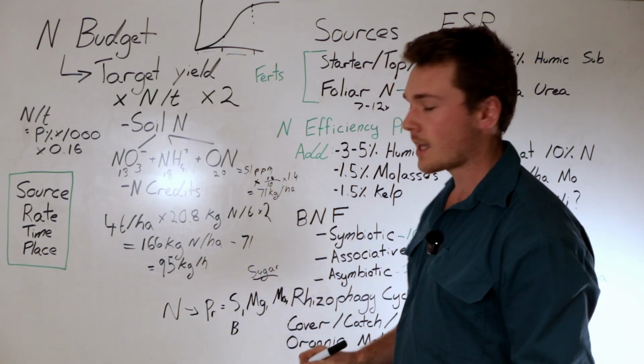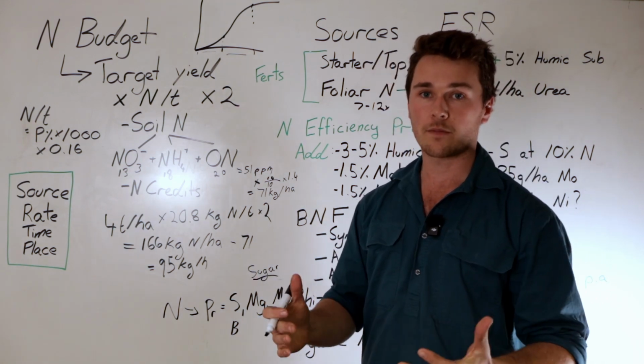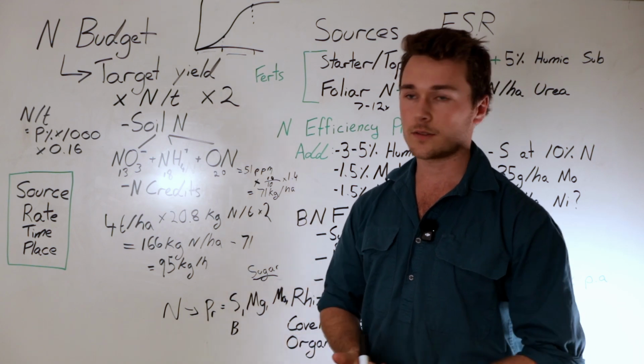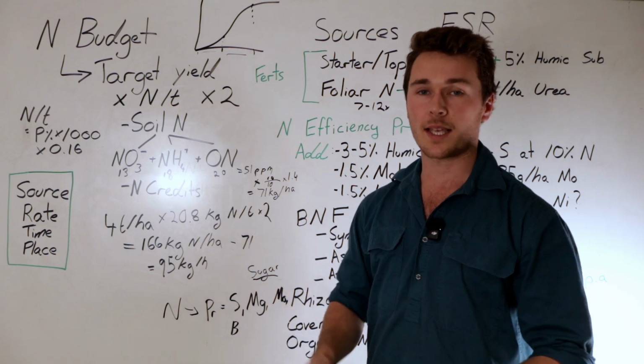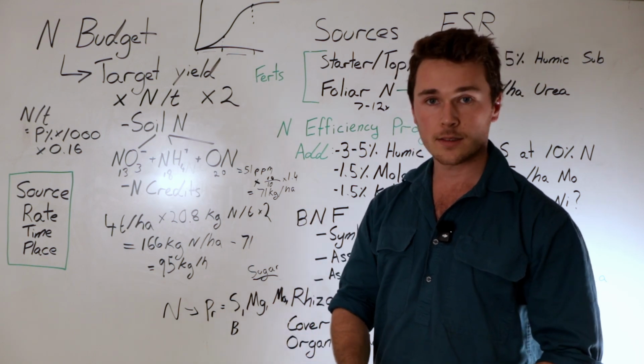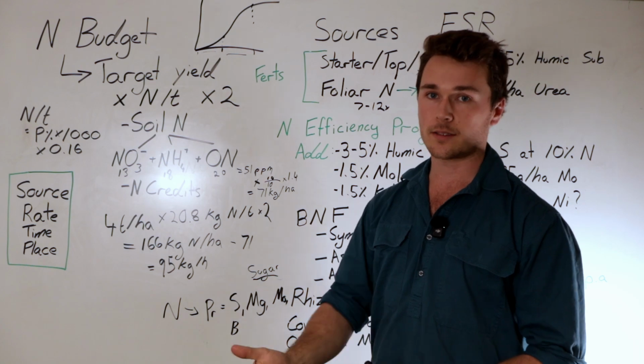Likewise with our sugar, that's going to be a function of photosynthesis, which is a function of all the minerals required for photosynthesis. Once we hit all these things, we shouldn't have as much pest and disease pressure, which means we don't have to spend as much on pesticides, which is great.